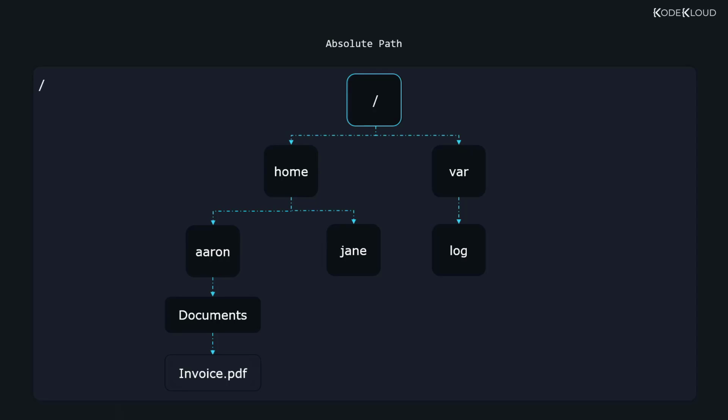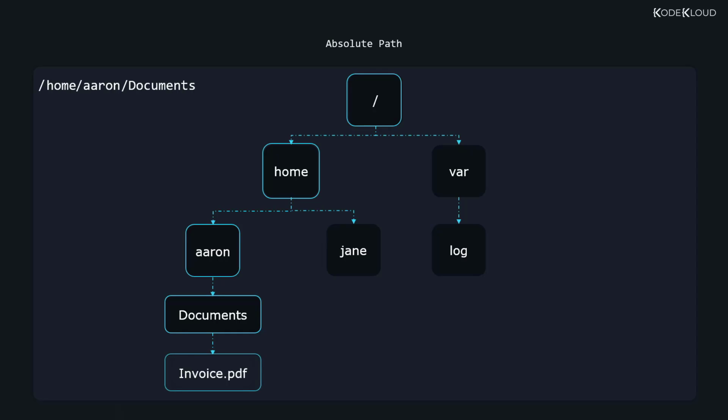/home/aaron/document/invoice.pdf is an example of such a path. Absolute paths always start out with the root directory represented by /. Then we specify the subdirectories we want to descend into. In this case, first home, then Aaron, then documents. And we can see the subdirectory names are separated by a /. Finally, we get to the file we want to access, which is invoice.pdf.